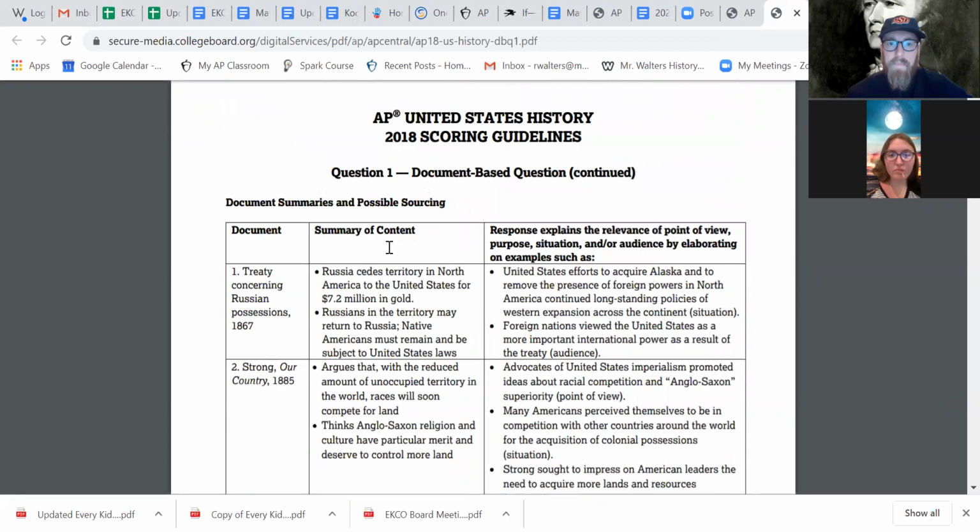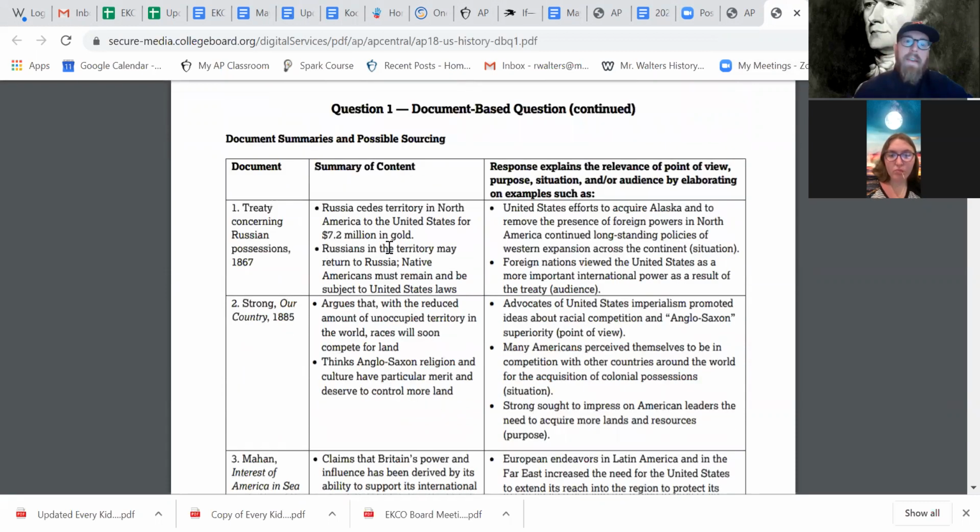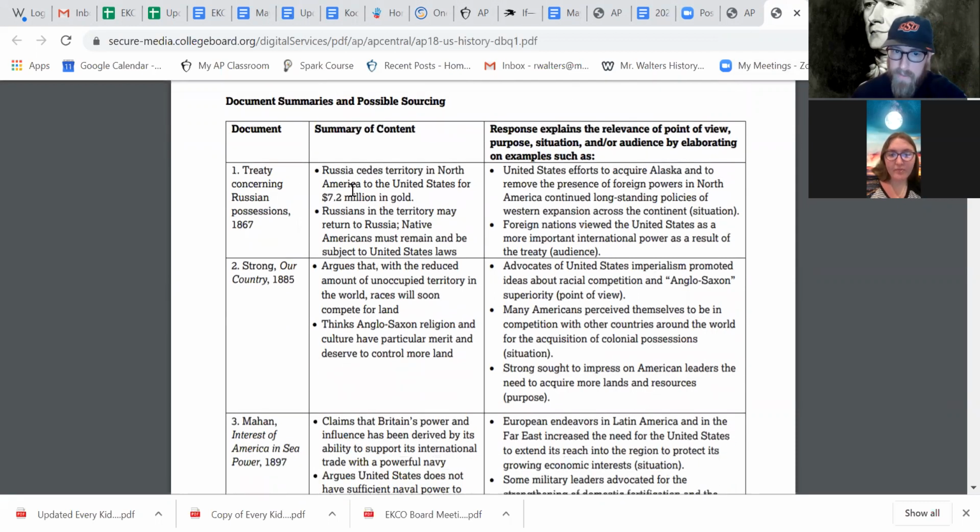So first of all, they showed you, here are some things. They went through those documents, and they gave you a summary. So that first document I looked at, they said, hey, this is Russia ceding territory to North America. This is the Russians' territory is going to be returned back to them. And so what would have been a proper analysis of that document, right? What did they call a proper analysis of it?